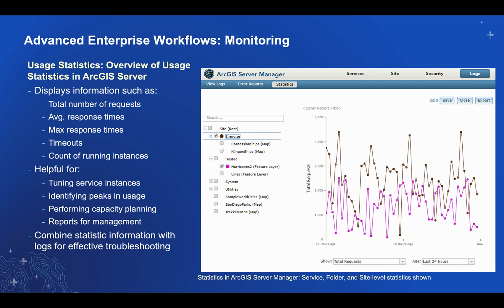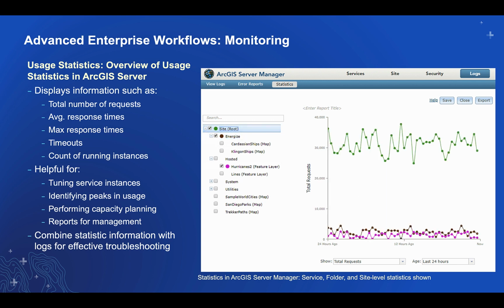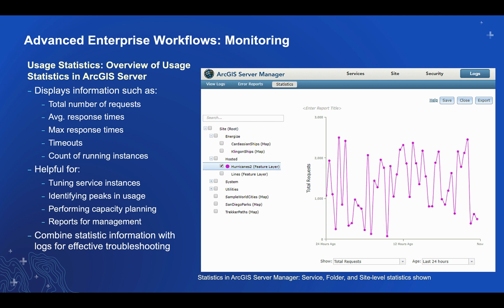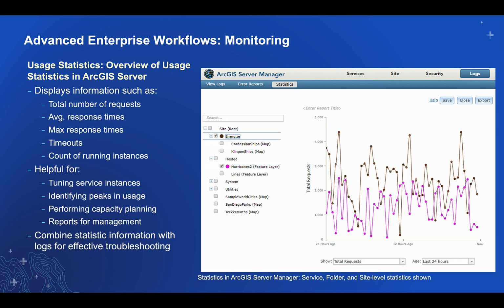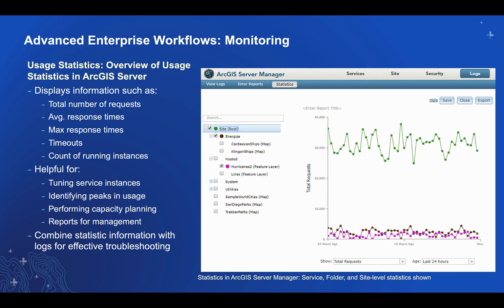You can also get statistics for individual services or a combination of services within a folder, and also create statistic reports for the whole site. Statistics allows GIS administrators to tune service instances for GIS services based on historical usage to better utilize available resources, identify peaks in usage and plan accordingly, and also use it for capacity planning. You can also additionally combine statistics information along with information from the logs to gain insightful information when you're troubleshooting an issue in your ArcGIS Enterprise, especially issues that are performance related or related to slowness in your site because of service usage.